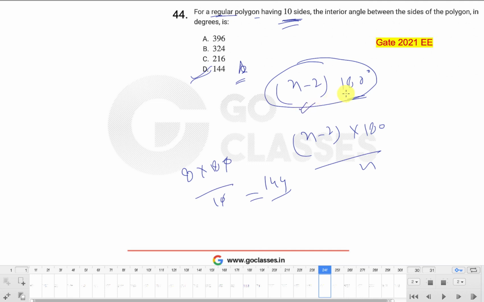You can remember this formula by triangle. As you know, the sum of interior angle of a triangle is 180. So 3 minus 2 is 1. It will be 180. It's an easy formula. You can remember this. Next question.